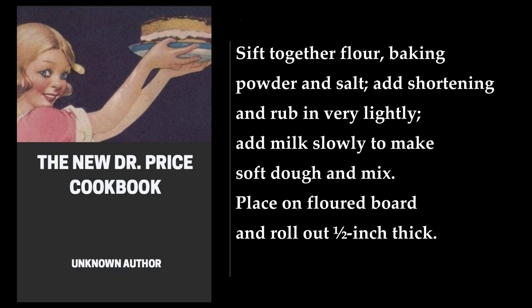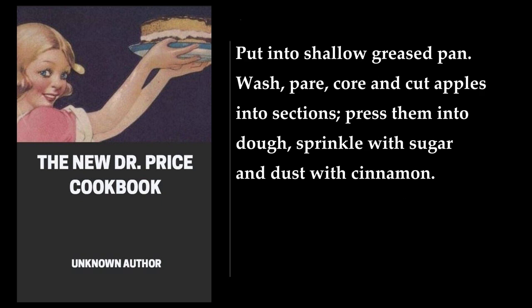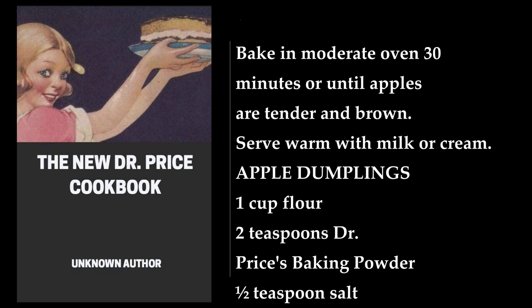Sift together flour, baking powder and salt, add shortening and rub in very lightly. Add milk slowly to make soft dough and mix. Place on floured board and roll out 1/2 inch thick. Put into shallow greased pan. Wash, pare, core and cut apples into sections, press them into dough, sprinkle with sugar and dust with cinnamon. Bake in moderate oven 30 minutes or until apples are tender and brown. Serve warm with milk or cream.